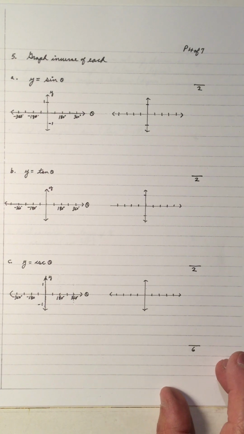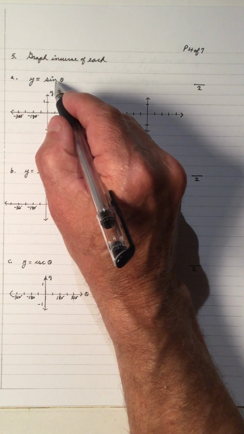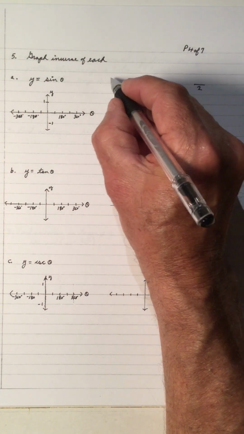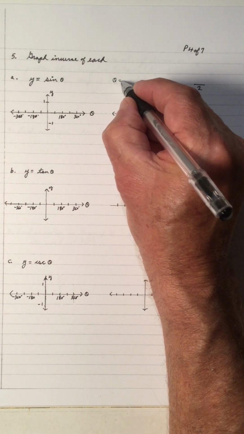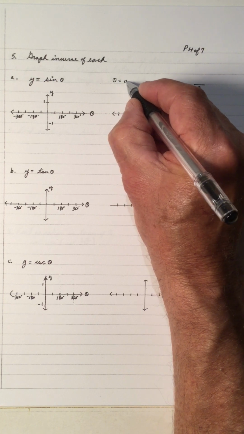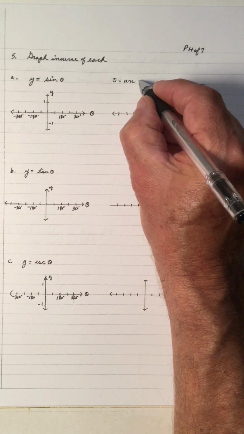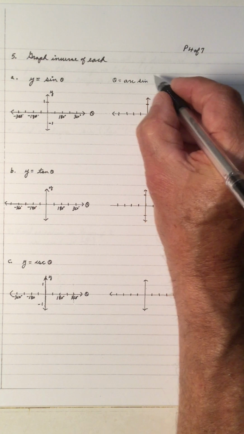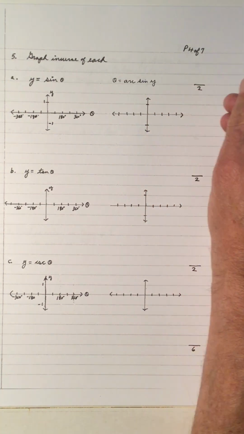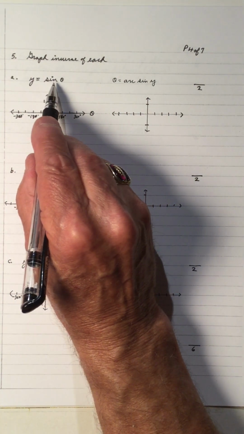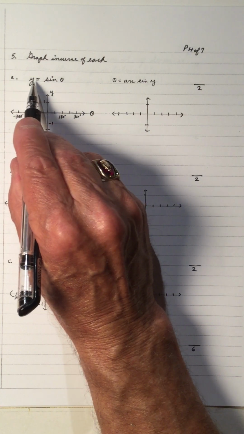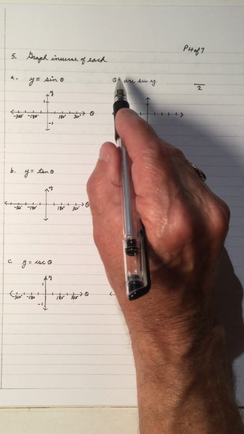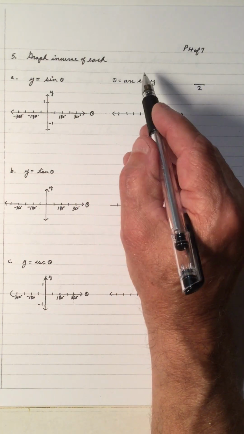Okay, it says graph the inverse of each. So y equals sine theta, so the inverse is theta equals arc sine of the y value. Notice here we have a degree and come up with a number. In arc sine, we have a number and come up with a degree, so it's the inverse, switched around.